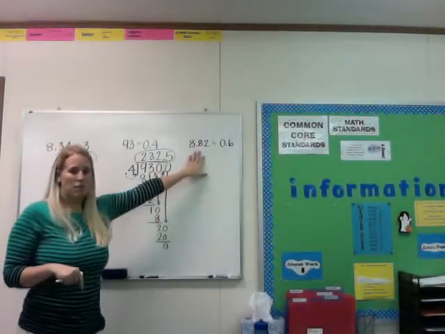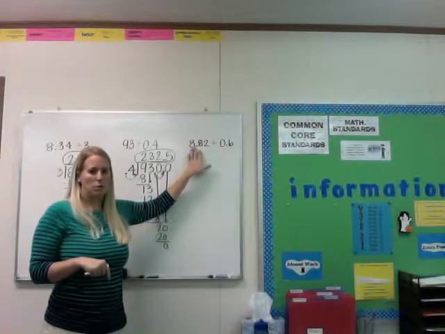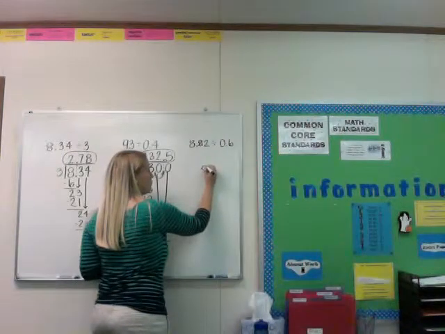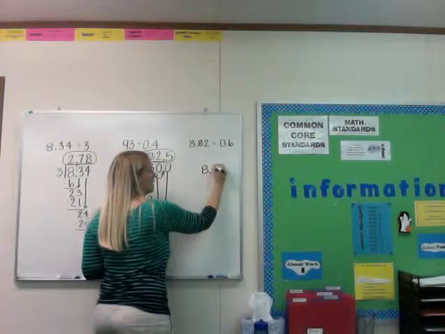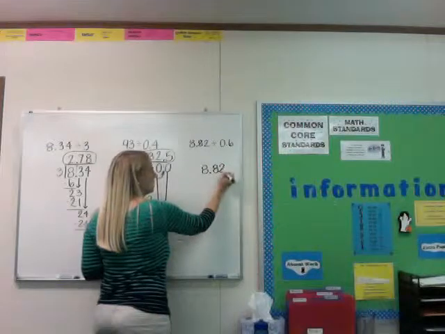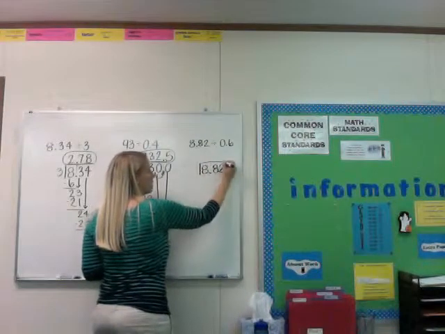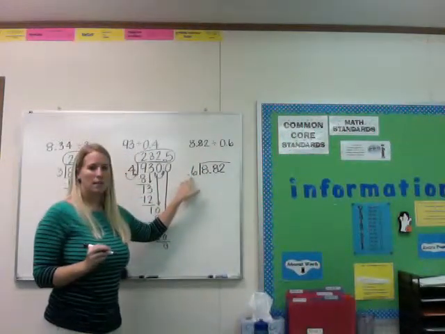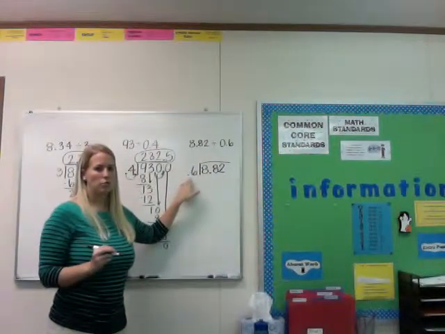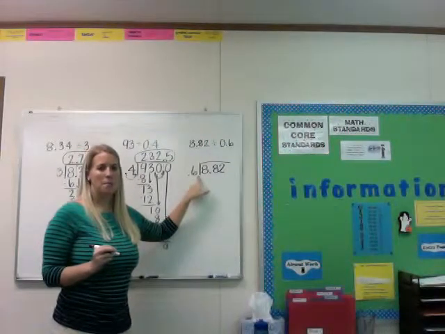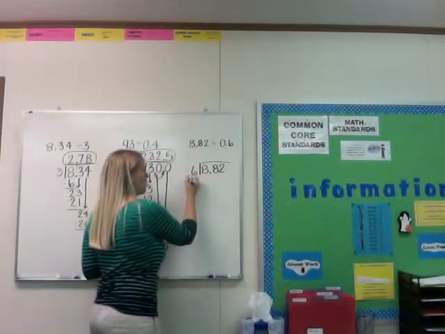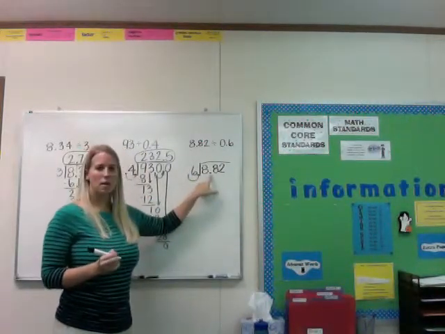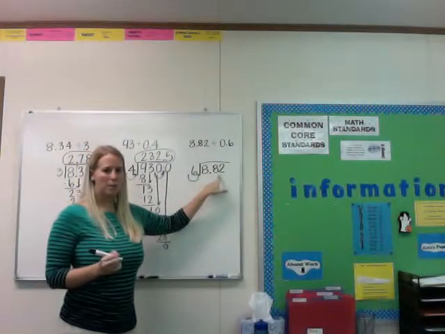So let's look at this one. I have 2 decimal numbers, a decimal in my dividend and in my divisor. So I'll rewrite it. 8 and 82 hundredths divided by 6 tenths. So the first step again is I need to get this decimal out of my divisor. And to do that, I'm going to move it one spot so it's in the back of my 6. So one spot to the right. And because I moved it one place here, I'm going to move it one place here.